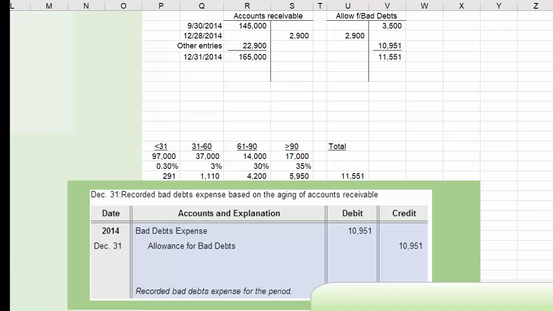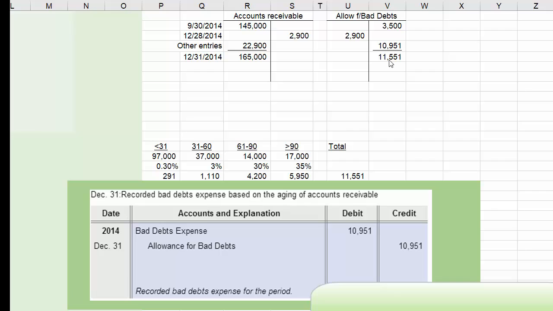Now I've moved the screen one more time, and in this darker green area, I cut and pasted the entry that we would have to make. Now, we calculated that the allowance balance has to be $11,551. So you may be wondering, why am I debiting bad debt expense for $10,951 and crediting the allowance? Well, here's why. If you look up at the T account here, we started out with $3,500. We debited $2,900 for the last quarter, and we've got to get to an ending balance of $11,551.